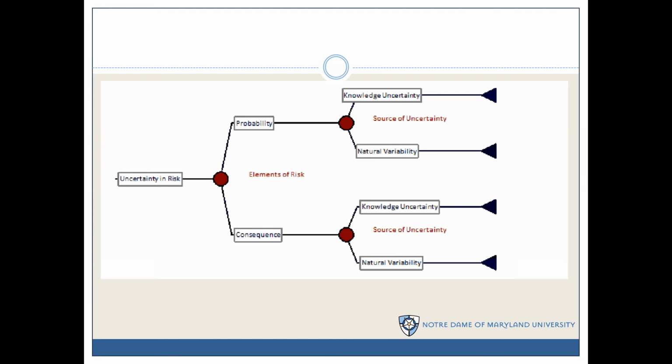What are the key uncertainties? What are the major data gaps? What are the big missing pieces in your knowledge base when you're trying to think about these hazards and these opportunities?